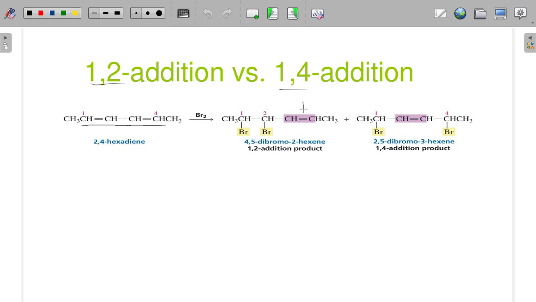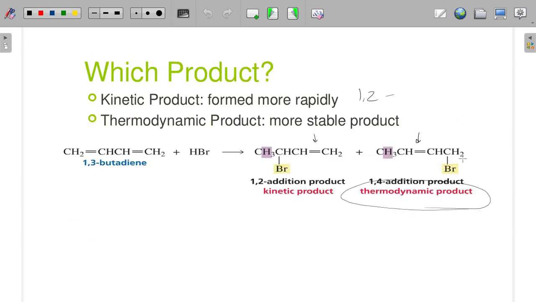2 hydrogens, 2 hydrogens. Neither one's a thermodynamic product. So this has no thermodynamic product. But we can always make that call based on just which makes a more stable product.